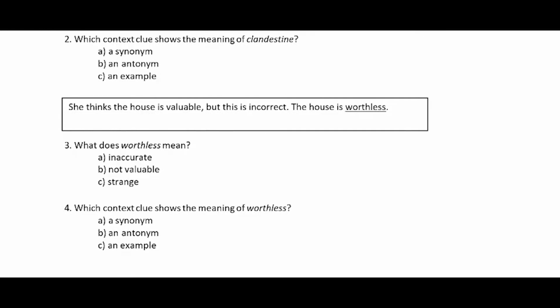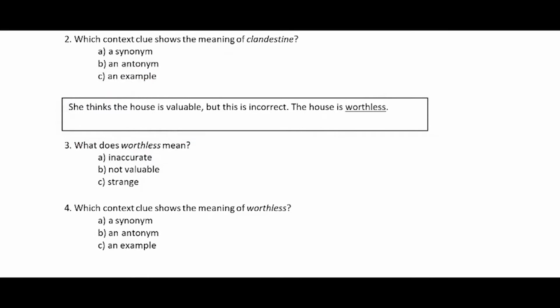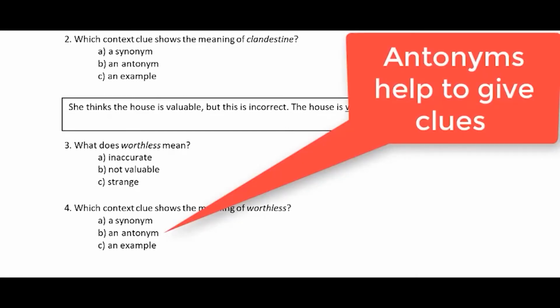The second example, let's have a look here. She thinks the house is valuable, but this is incorrect. The house is worthless. Okay, so the underlined word is worthless. Maybe you do not understand what worthless means. So what else? We've used a synonym. How about an antonym? We can look for an antonym maybe within the sentence that could give us a clue what worthless means.